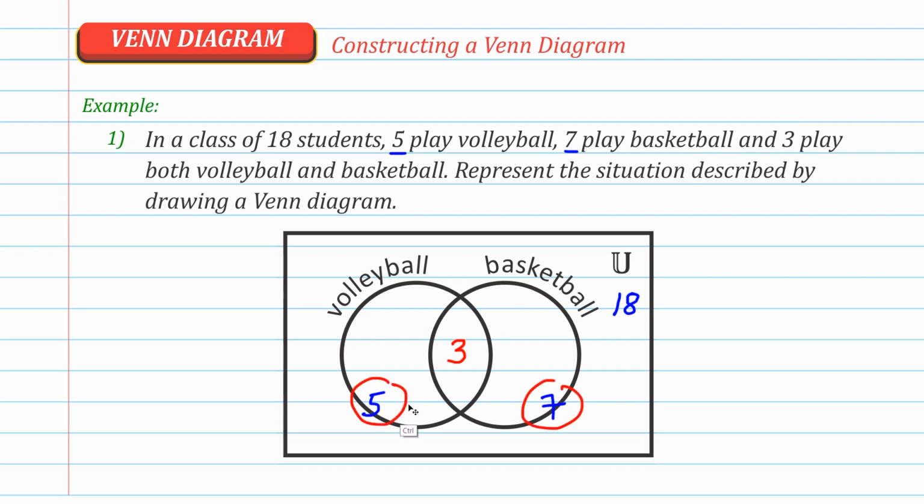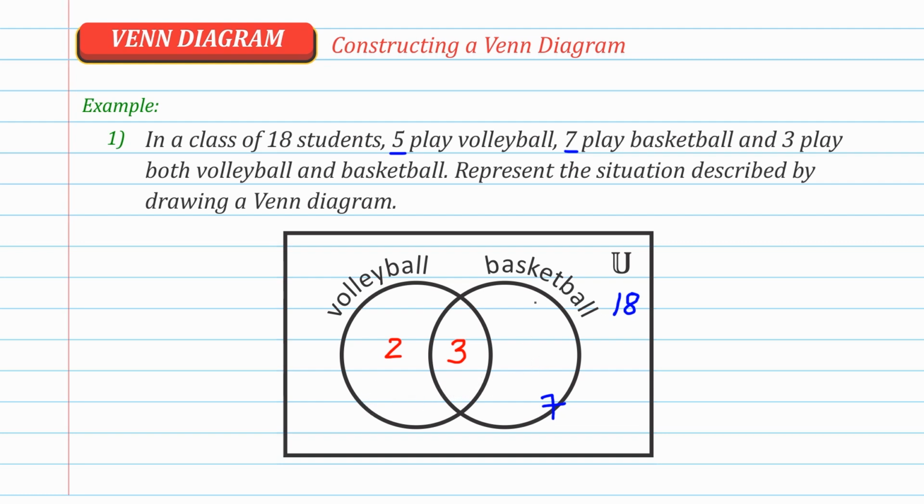Let me go back first dito sa 5. We know that the total volleyball players is 5. That means this 3 and this region should total to 5. Now, what will you add to 3 para maging 5? Your answer is correct. It should be 2. That means there should be 2 students here. So that 2 plus 3 is 5. So finally, we were able to use 5. Okay na tayo? Let's erase that.